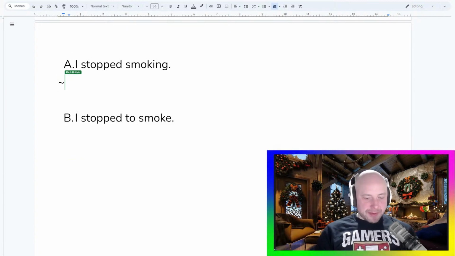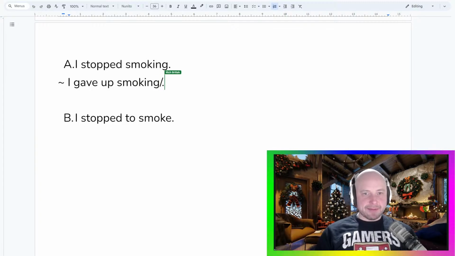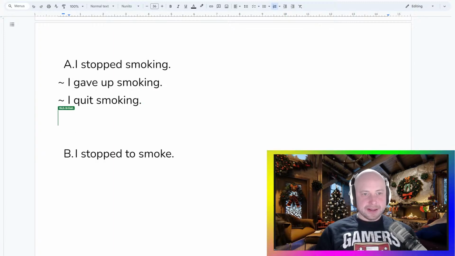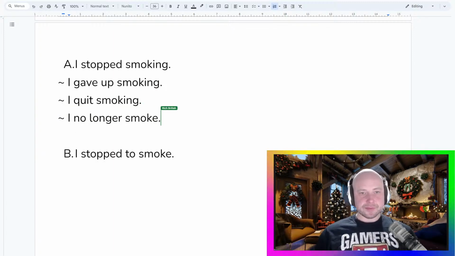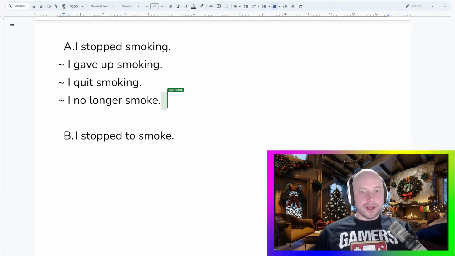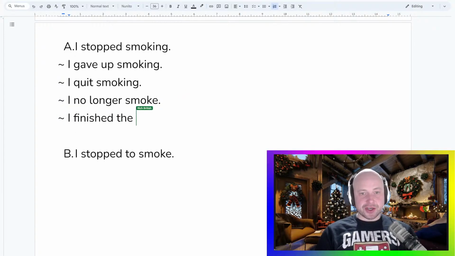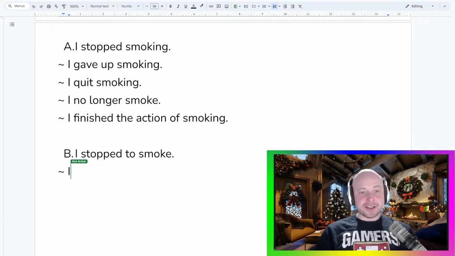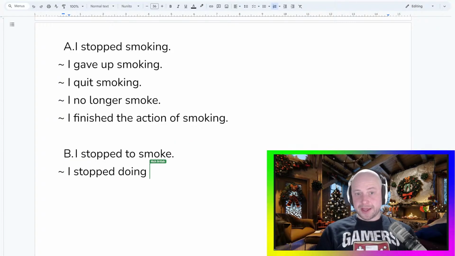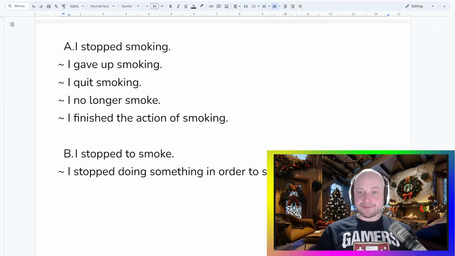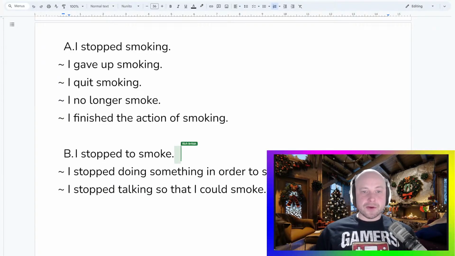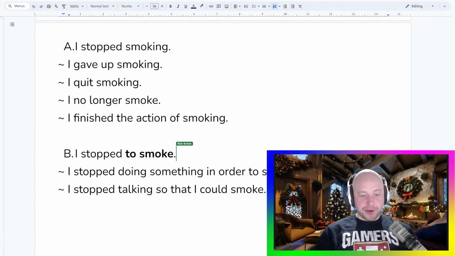So, yes, I stopped smoking means I gave up smoking. This is the same as saying I quit smoking. This is the same as saying I no longer smoke. Or it could also be I finished the action of smoking. Whereas B, I stopped to smoke, means I stopped doing something in order to smoke. So, for example, I stopped talking so that I could smoke. So this actually has the meaning of to for purpose.